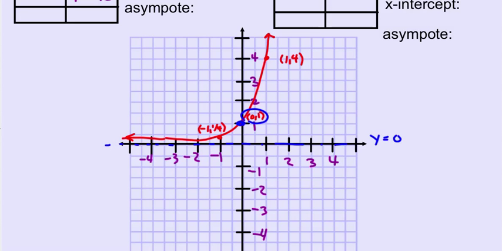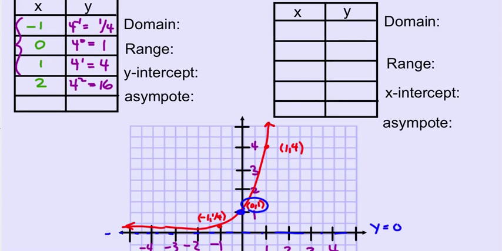So let's identify those things up here. Our domain will be all real numbers, no restriction on the x values. The range is everything above that horizontal line. y has to be greater than 0, above that asymptote. The y-intercept is over 0, up 1, your critical point. And then your asymptote is that horizontal line at y equals 0.